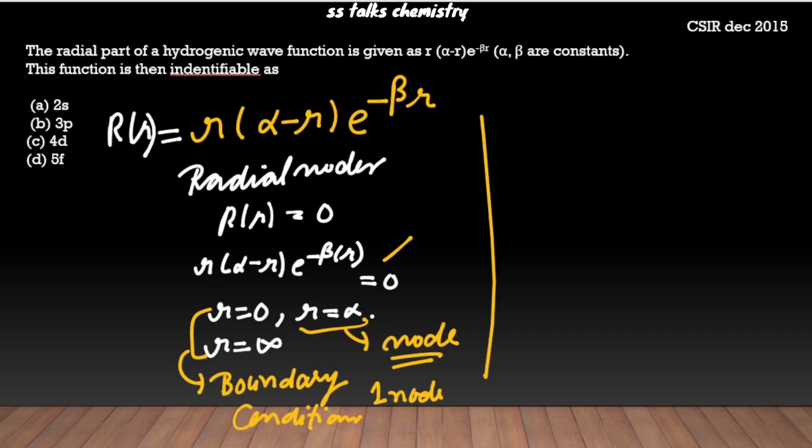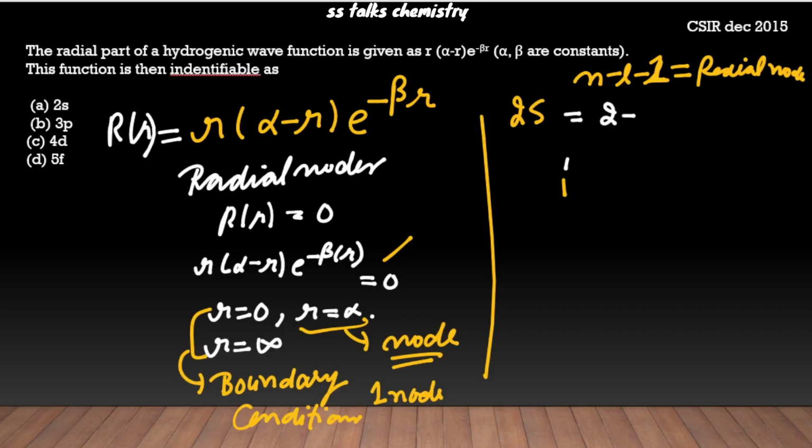Now, from the given orbitals, firstly, the number of radial nodes is n − l − 1. So let's check in the given orbitals. First, 2s: n value is 2, l value is 0, minus 1, because for the different orbitals s, p, d and f, the l value is 0, 1, 2 and 3, right? So it gives me one radial node only.